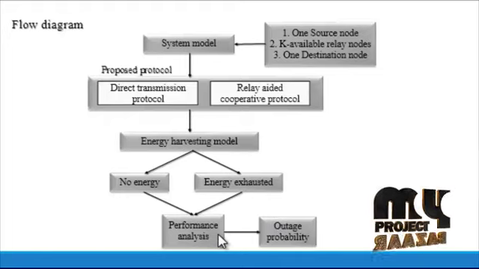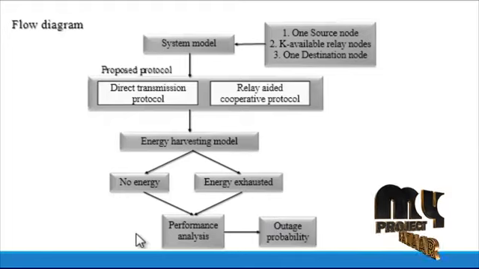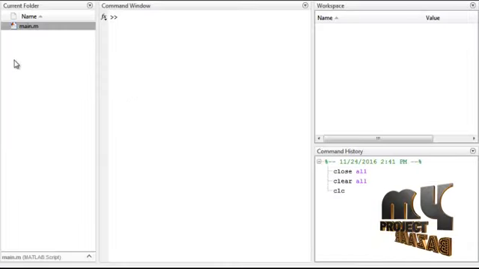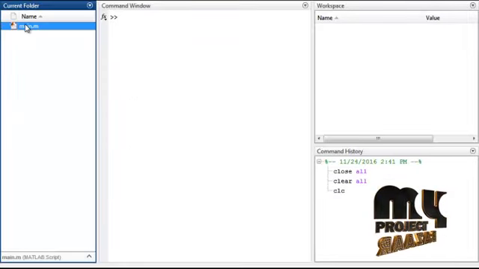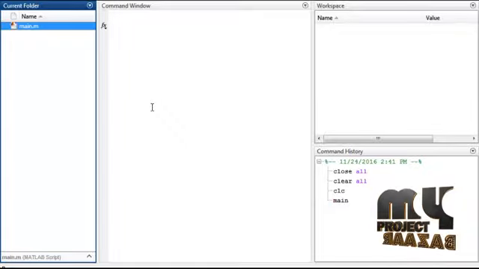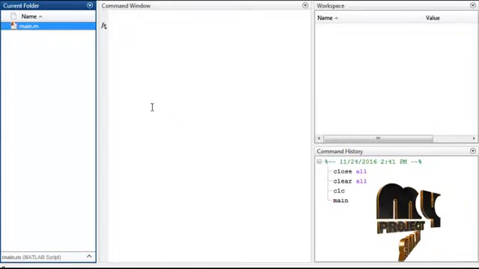Finally, we calculate the performance analysis of the process. This is the overall flow diagram of the process. Let us discuss the running procedure for the product. Click the main file and then run. The figures are related to our flow diagram. I think there are 4 figures, or 2 displayed.